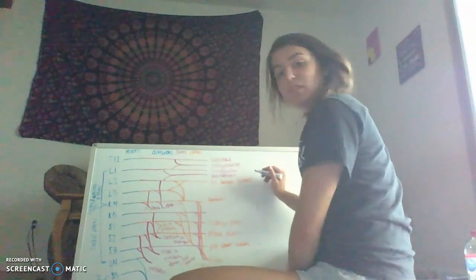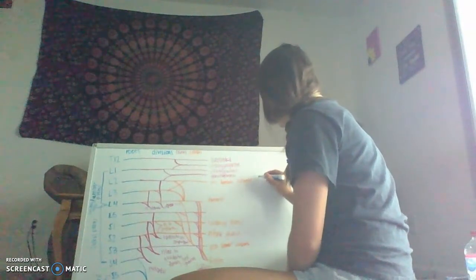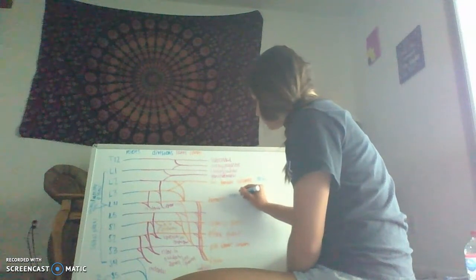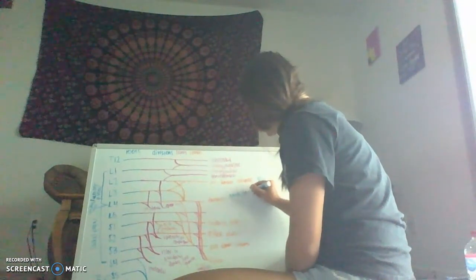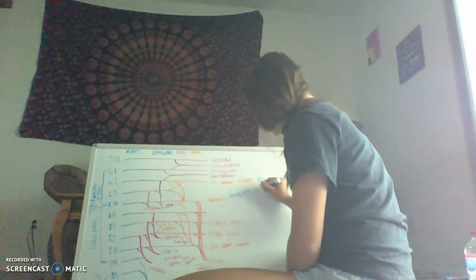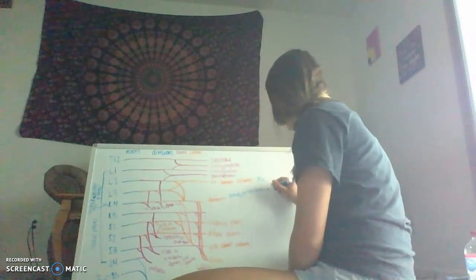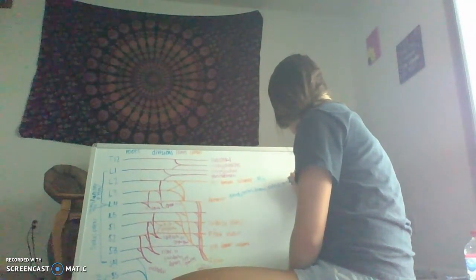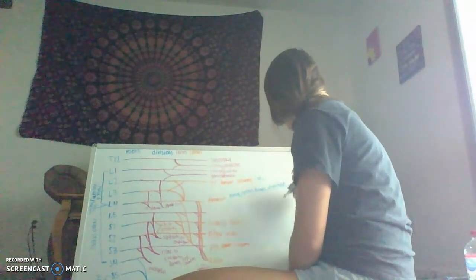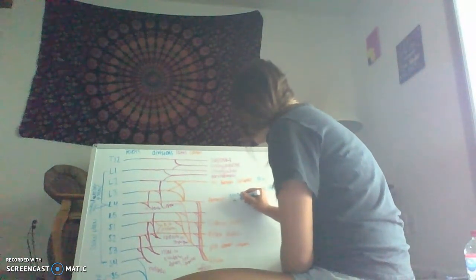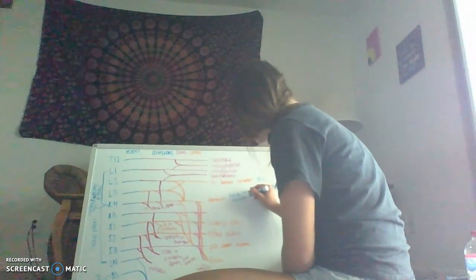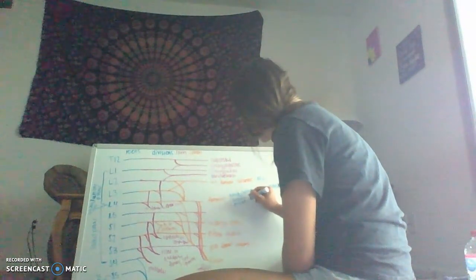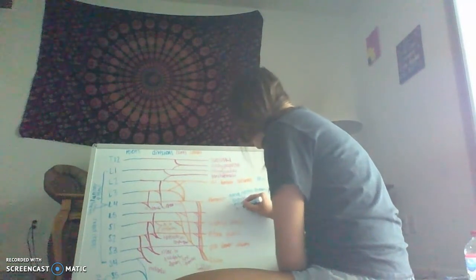So the lateral femoral cutaneous just innervates the skin. The femoral nerve innervates the quads, which is the rectus femoris, and then the vastus medialis, intermedius, and lateralis. And then it also innervates the sartorius. It also innervates the pectineus. And it also innervates the iliacus.